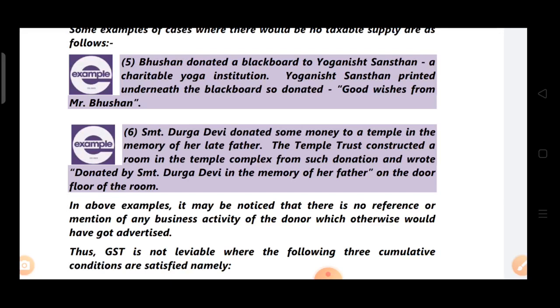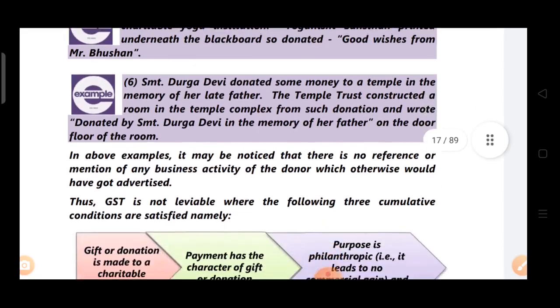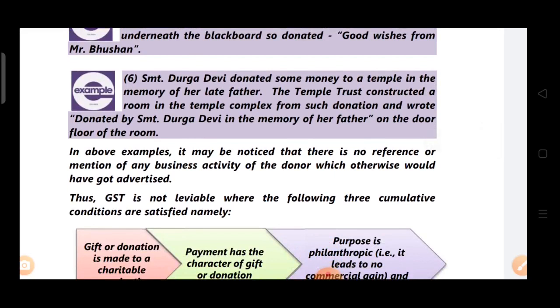They would have got advertised if the name of the business was there, if any business activity was mentioned over there. So we could have said that it is advertising or promotion of the donor's business, but there is no such scenario. It's just for expression of gratitude they have done this. So there is no supply, so there is no GST.